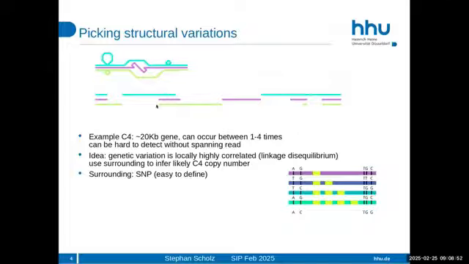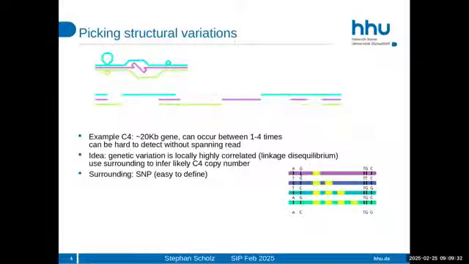Okay, on another thought, I pointed to the problem that reads will make the regions where they did not necessarily originate. And here we take the example of the C4 gene. It's approximately 20 kb long and can occur between 1 and 4 times. And if you don't have spanning reads, then it's hard to determine the exact number. So this is depicted here. This is supposed to be a multiple sequence alignment. The green and yellow boxes are the C4 genes, and I left out the gaps to make it easier to see what's going on.